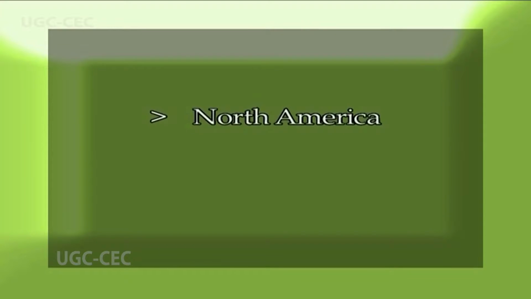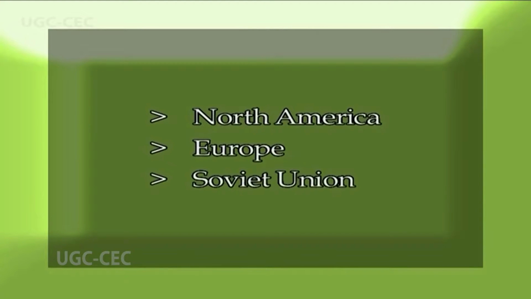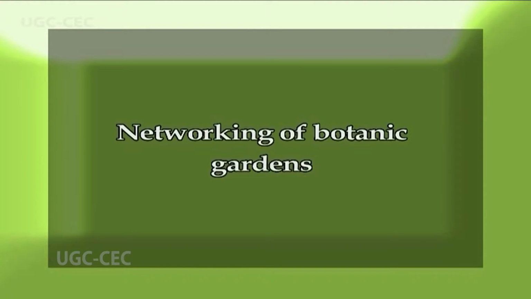Among the world's botanic gardens, approximately 60% are situated in temperate regions in North America, Europe, and the countries of the former Soviet Union. Now, we will discuss networking of botanic gardens.